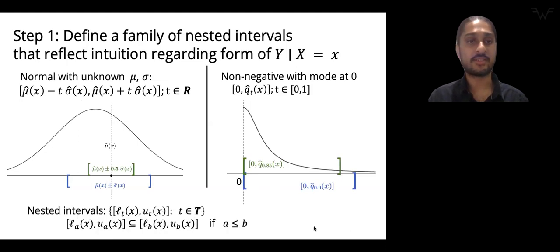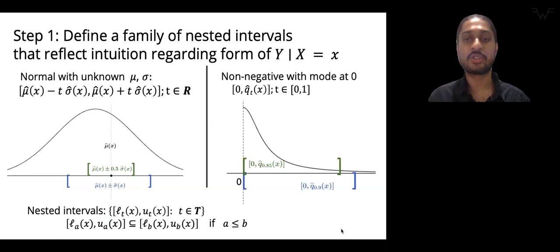In general, a nested family is defined as shown. So you have left endpoints and right endpoints given by L and U, and these are parameterized by some t. So the t corresponds to the family. And if you take 2 points a and b in T, such that a is less than or equal to b, then you want that L_a, U_a is a subset of L_b, U_b. So this corresponds to the nestedness assumption.